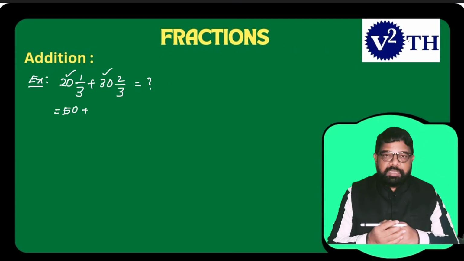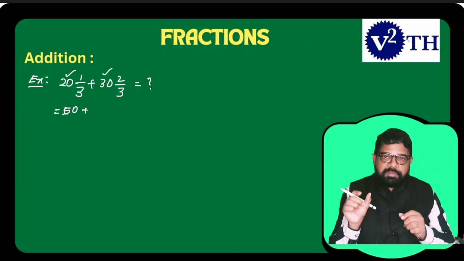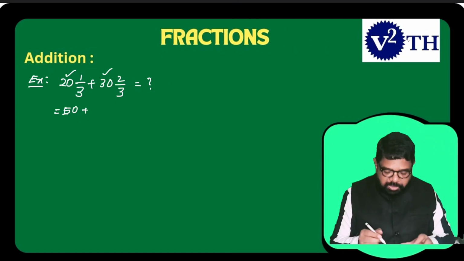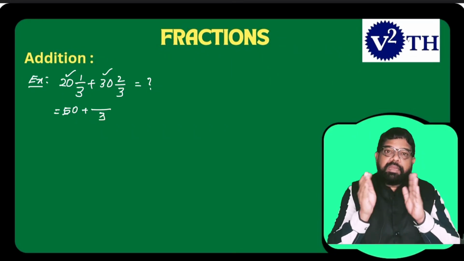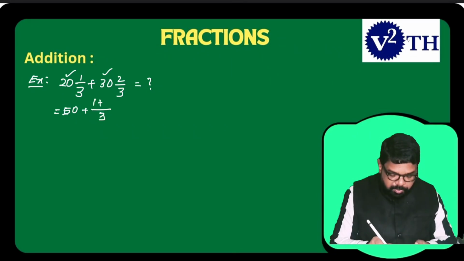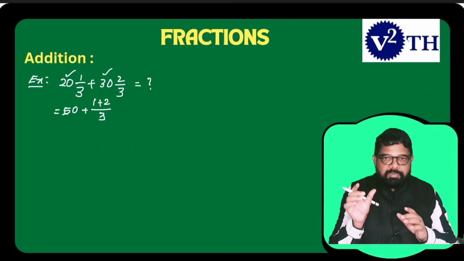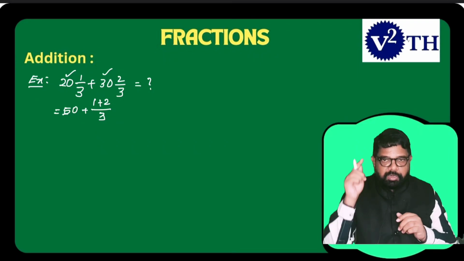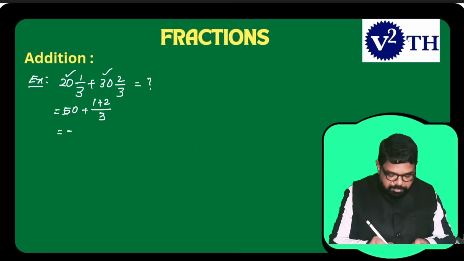Now 1 by 3 plus 2 by 3. In 1 by 3 and 2 by 3 the denominator is the same. Wherever denominators are the same, those are called similar fractions. Now that denominator you have to take, and the numerator values can be added directly. For 3, you take 3 in the denominator, and add the numerators: 1 plus 2 is 3, 3 by 3 is 1. So 50 plus 1 is 51. Very simple strategy. Observe one more example.